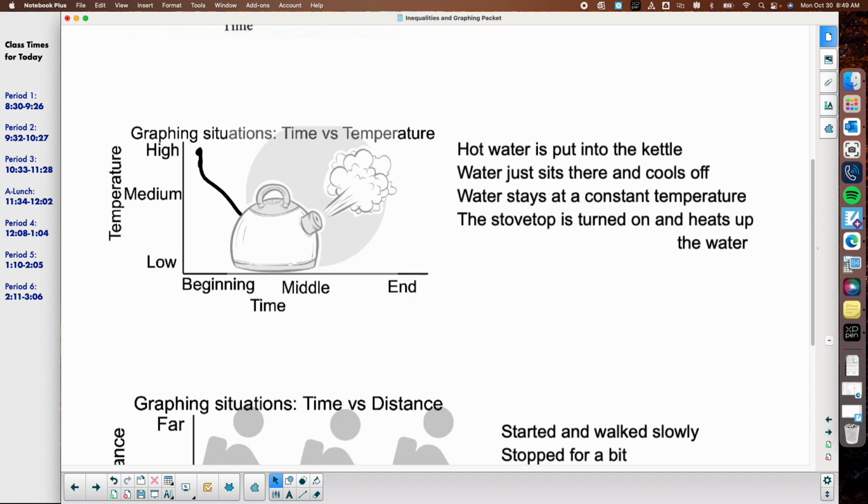Here, Sebastian. Okay, then it says water stays at a constant temperature. How would that look on a picture? Perfectly flat, but it has to go to the right. So draw a flat line to the right. Yep, exactly. Okay, then it says the stovetop is turned on and heats up the water. Perfect. Done. Nice job. Well, that was a very good artistic representation as well.